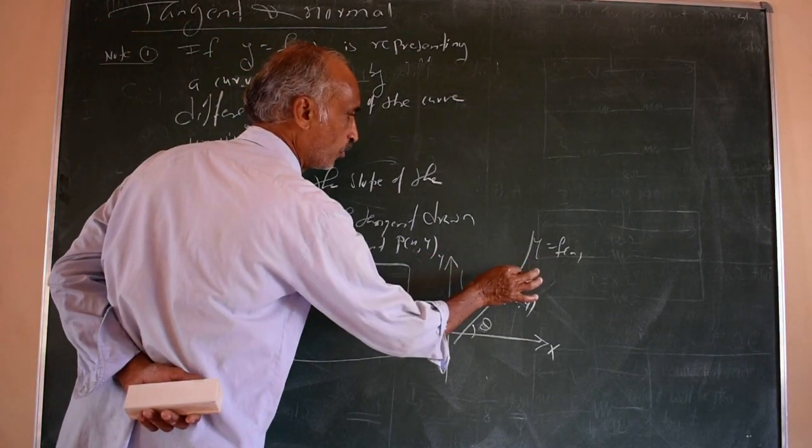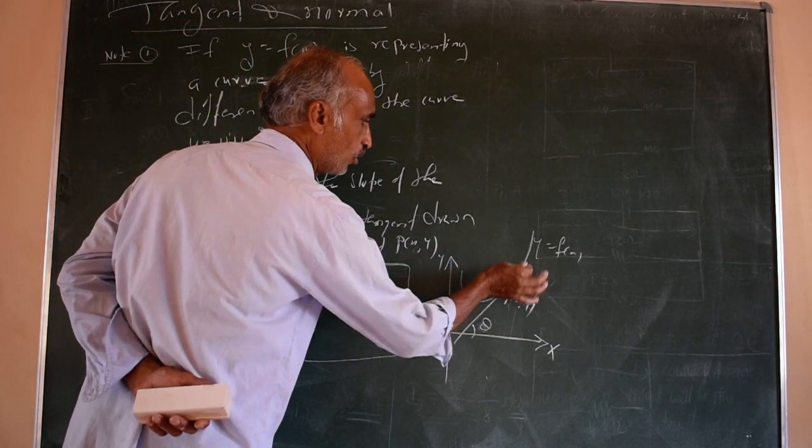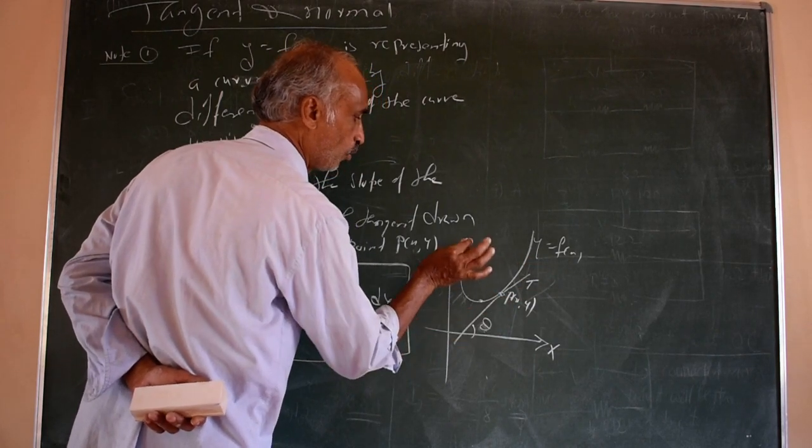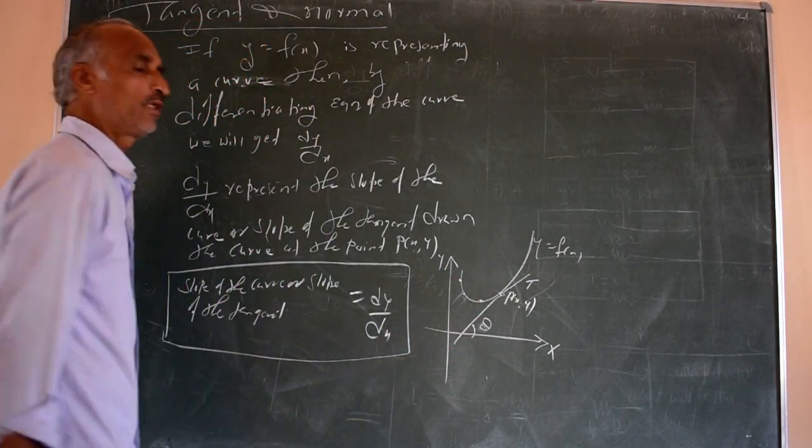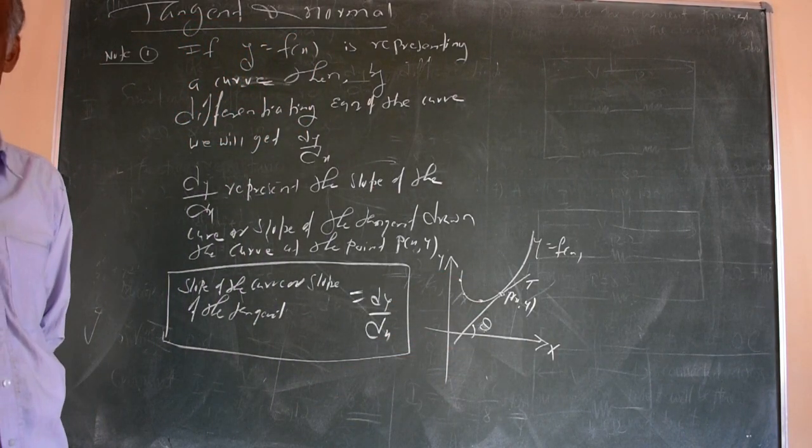So at this point also slope is dy by dx. At this point also slope is dy by dx, and at this point also slope is dy by dx.